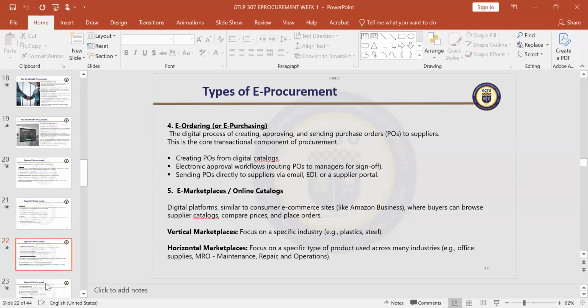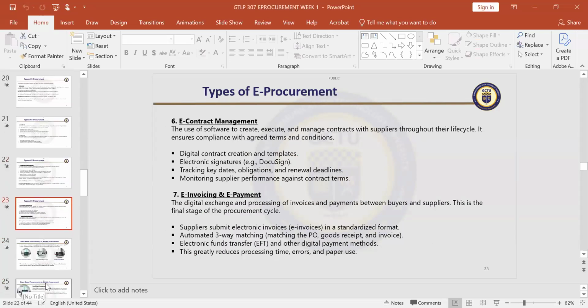Let's move on. And then we have e-contracts. So e-contract management is the use of software to create, execute, and manage contracts with suppliers throughout their life cycle. It ensures compliance with agreed terms and conditions, right? So it involves digital contract creation and templates, electronic signatures, tracking key dates, obligations and renewal deadlines, and monitoring supplier performance against contract terms, right?